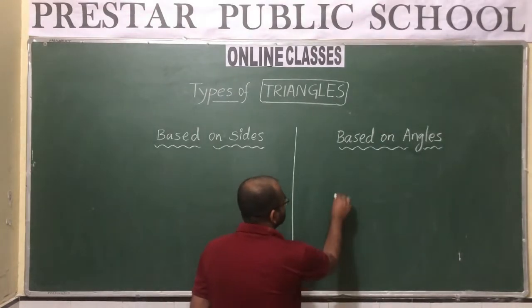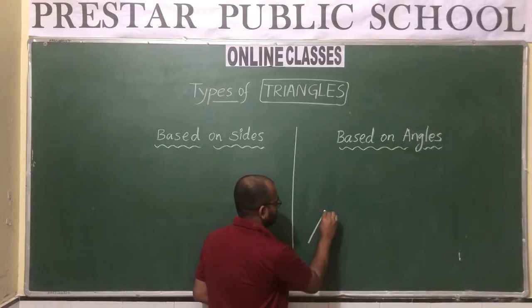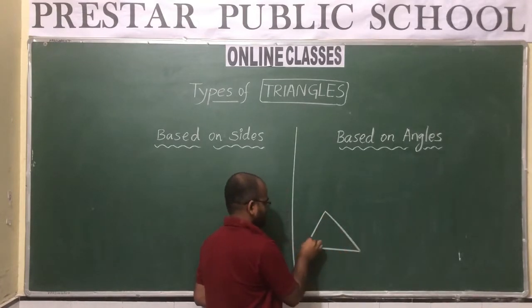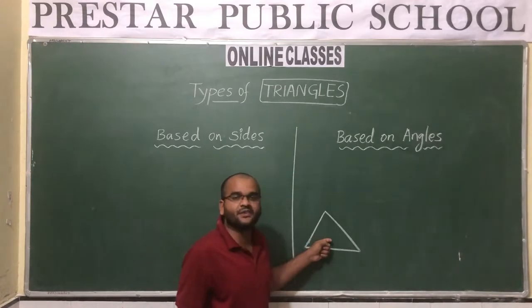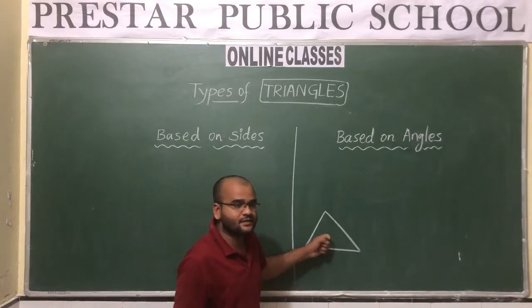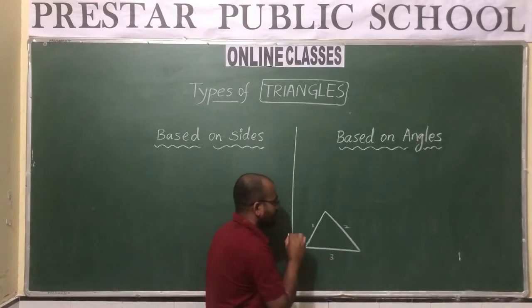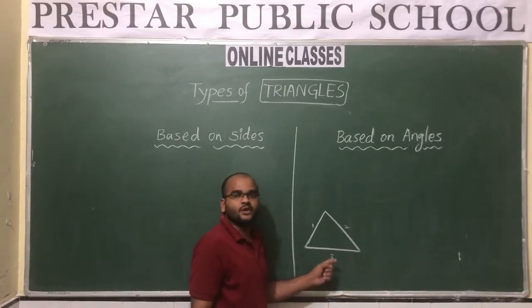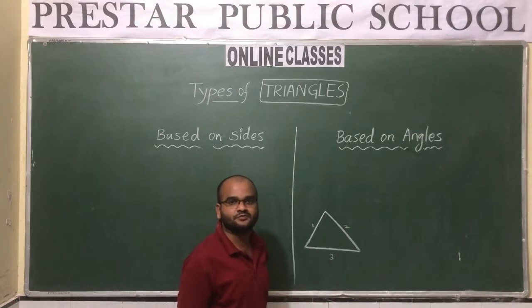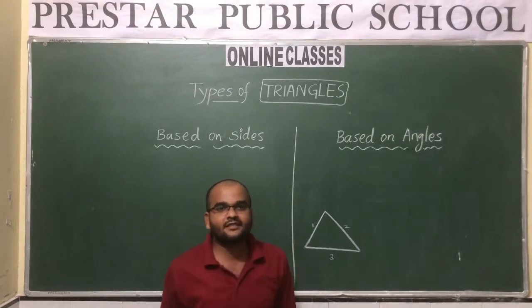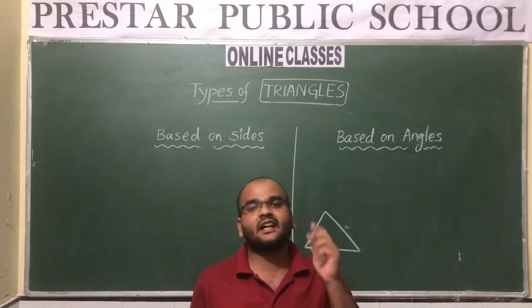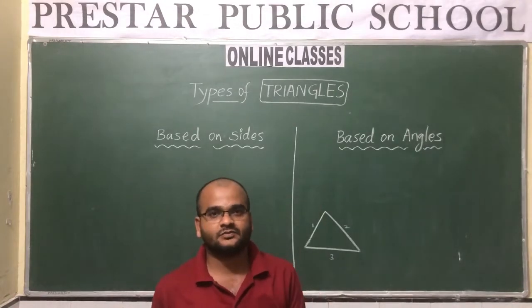See here. This is a closed figure and it contains how many sides? Side 1, side 2, side 3. Total 3 sides. So we can say that this is a triangle. Okay? Triangle means a closed figure which contains 3 sides.